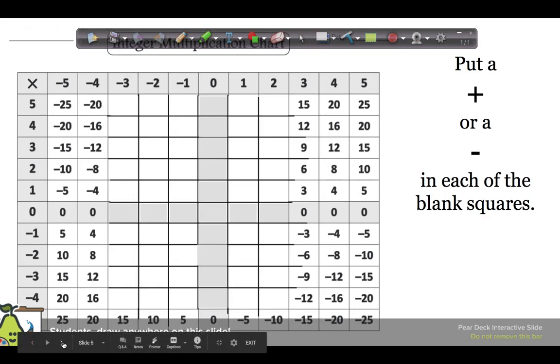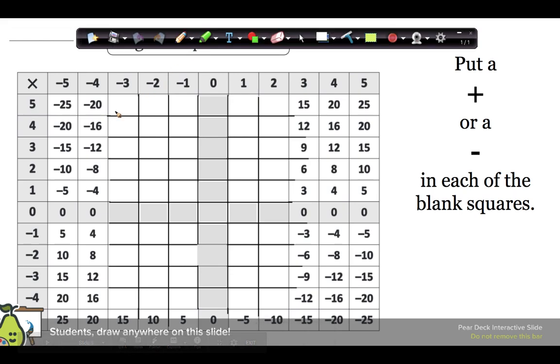This chart is a multiplication chart, and you don't have to fill it out. What I'd like you to do is put where the answer is going to be positive and where it's going to be negative. So 5 times -3 is going to be negative. 5 times -2, negative. 5 times -1, negative. 4 times -3, negative. So these are all negative.